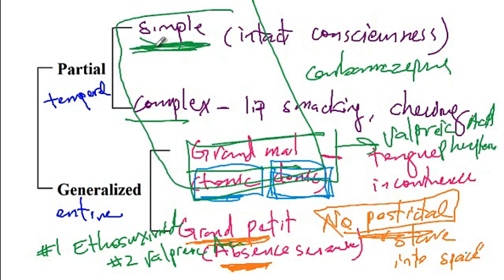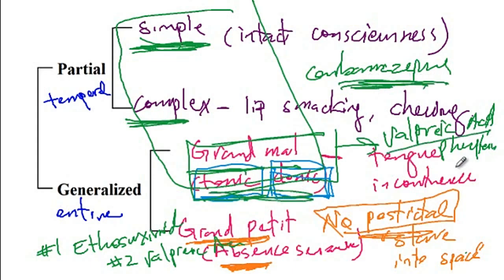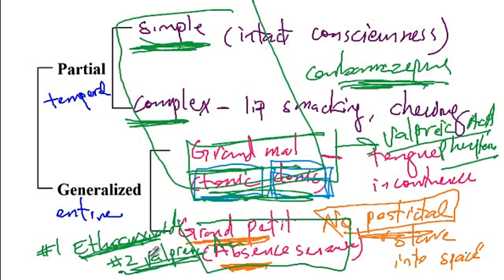So let's go over that again. Simple partial, first line treatment is carbamazepine. Complex partial, first line treatment is carbamazepine. Grand mal or tonic-clonic, first line treatments are carbamazepine, valproic acid, and phenytoin. And finally, grand petite or absence seizure, first line treatment is ethosuximide, and then second line treatment is valproic acid.